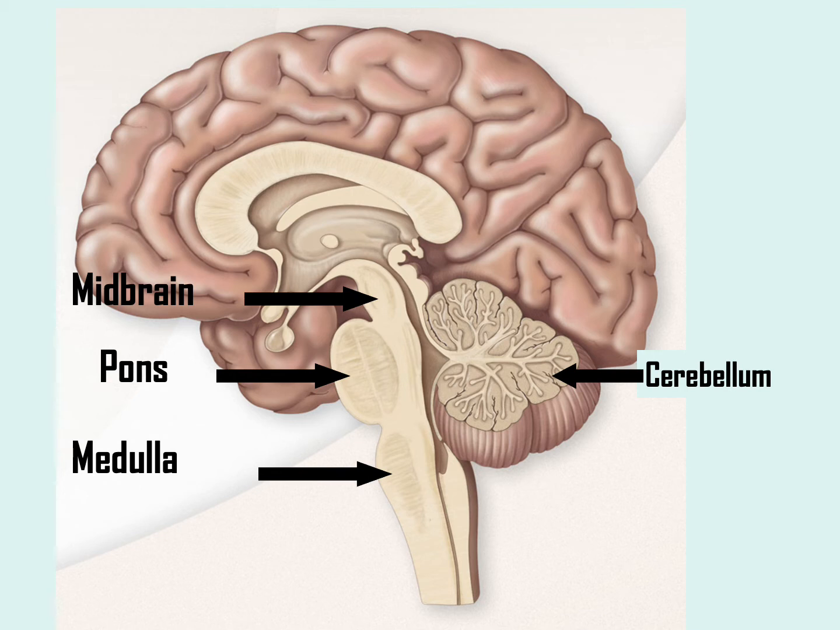The pons is the easiest. It's the big fat part in the middle. And then the medulla is continuous with the spinal cord. So the medulla is at the very top of the spinal cord. The cerebellum is usually easy to recognize. It's behind the pons. It's under the occipital lobe, and it has those stripes. So it's called striated.